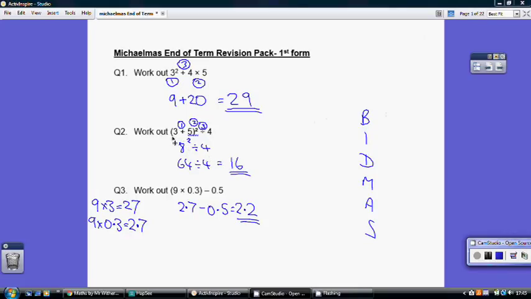Question 2, so another BIDMAS question. Now on this occasion we do have brackets, so whatever is in the brackets has to come first. What's inside the brackets, that's an addition. So that will come first. Secondly will come the indices, the squaring, and thirdly will come the division.